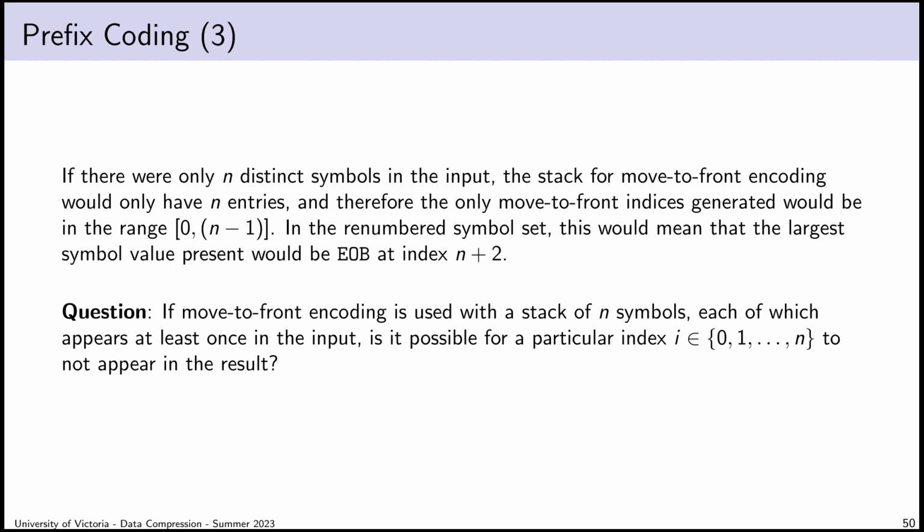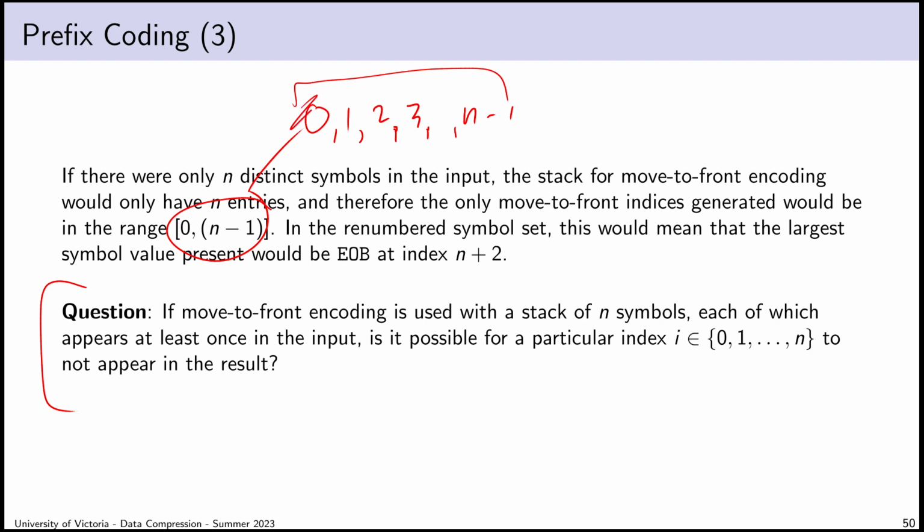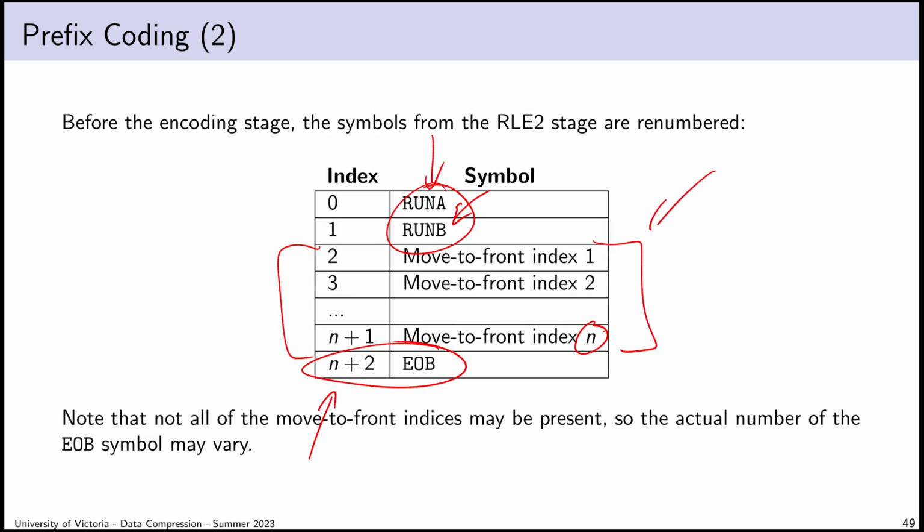Now, one question which isn't relevant to this. Whether or not all of these indices, 0, 1, 2, 3 up to n minus 1, actually appear in the move-to-front output, if the stack had size n going in, there will be symbols available for all n of these indices. And remember that the 0 index gets removed by the RLE2 stage. So even if index 3 never appears, it still does get to have a prefix code, it still gets to participate in the code length table and whatever else. It still gets an index in this symbol set.